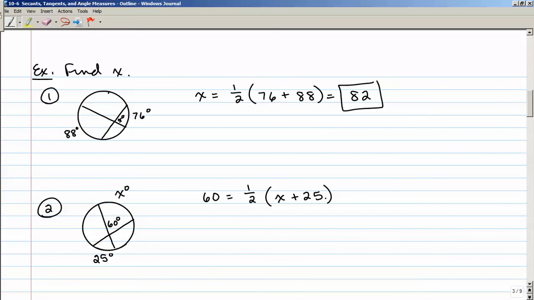Now the easiest way to solve this is, I don't really want to distribute that 1/2 and deal with fractions. I'm going to divide both sides by 2. So that means that this and this will cancel. Don't distribute anything into the parentheses. So I have 120 equals x plus 25, or the measure of that arc, x is 95.